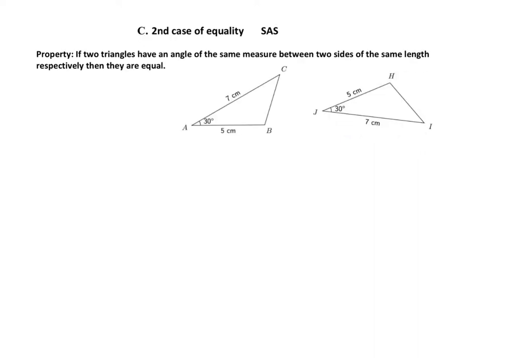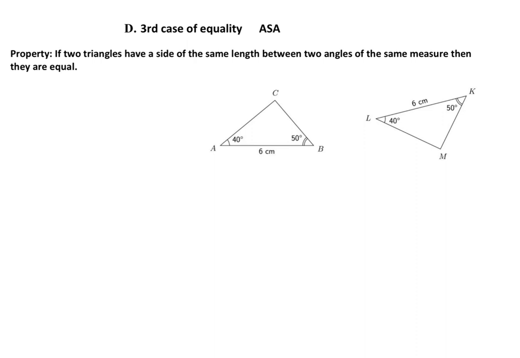The second case would be side angle side. Again, you need to put the full sentence. And here we have two triangles where the angle and its two sides are the same on both triangles. So we have an angle of 30 degrees. The two sides of this angle here are 7 and 5, and here they are also 7 and 5. So two angles have the same measure, and the two sides either side of that angle are also identical.